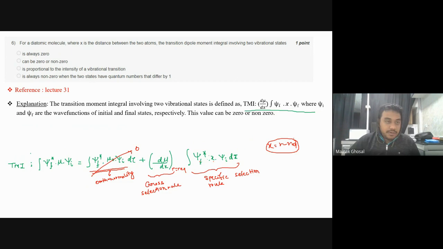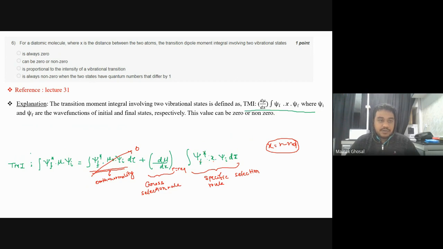The first option says it is always zero. Is it always zero? No, it is not always zero. If it were always zero, then how would the transition happen? We would not see any spectroscopic transition. So it cannot be always zero. It can be zero or non-zero. Yes, that is correct. If it is zero, then this transition will be forbidden. If it is non-zero, then you can see this transition.